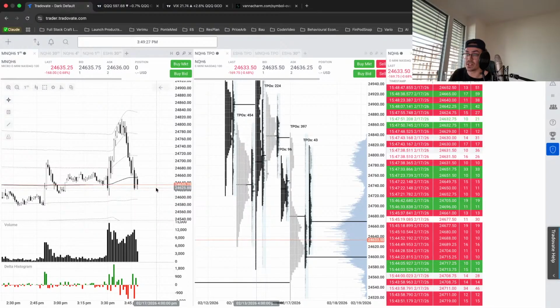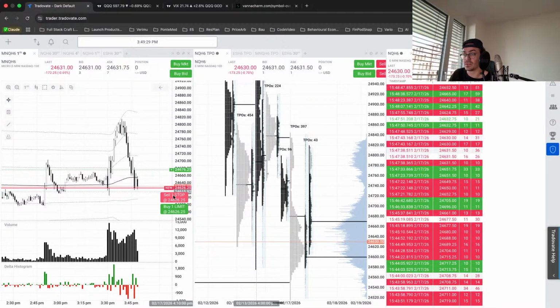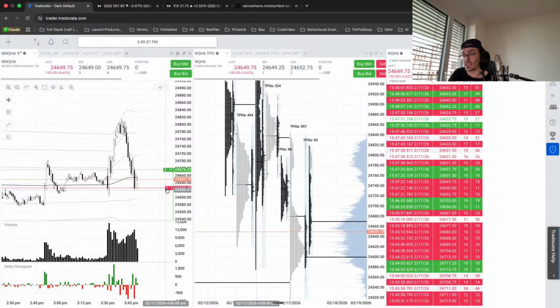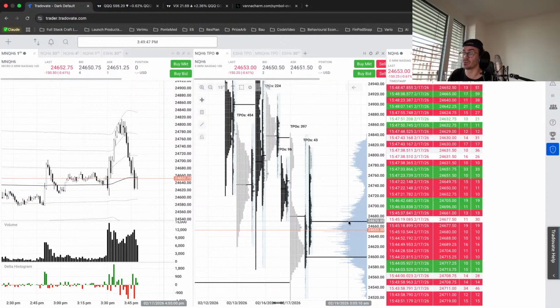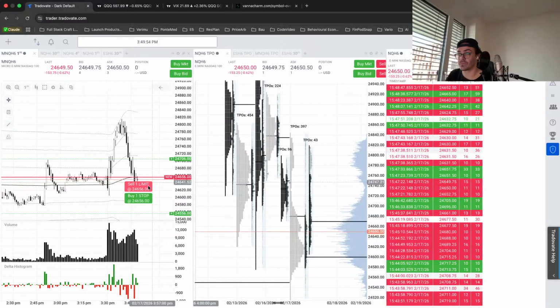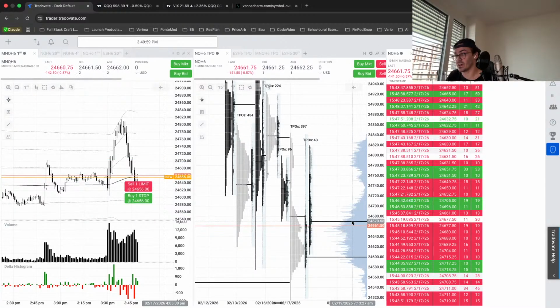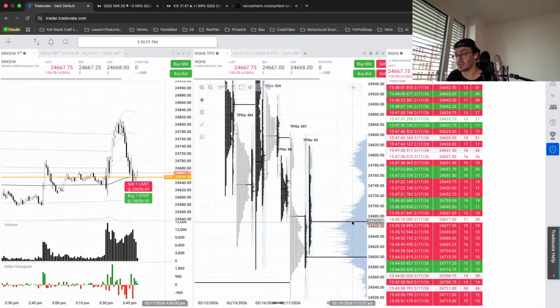So I think, yeah, I'm gonna give it a shot here. Don't like that reoffer. It's kind of a battle within the opening range at VWAP. Try and reclaim the VPOC. Let's see if they offer VPOC here.